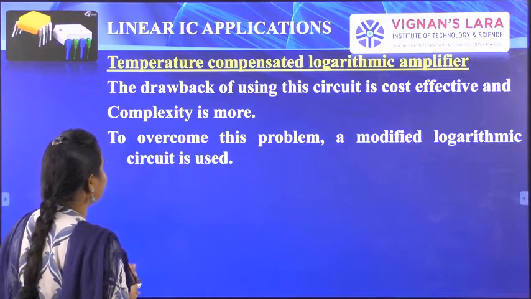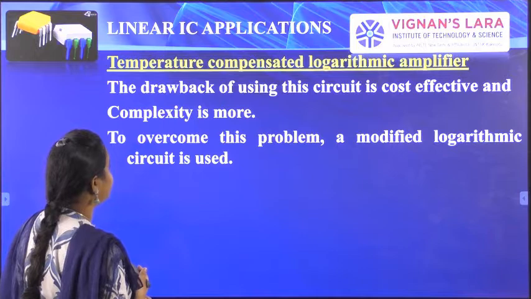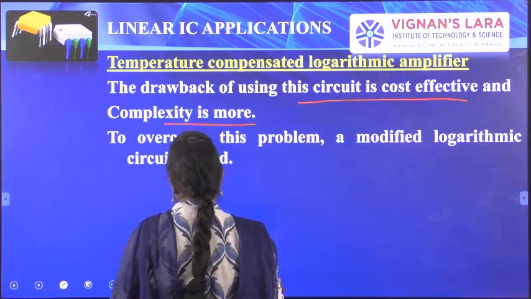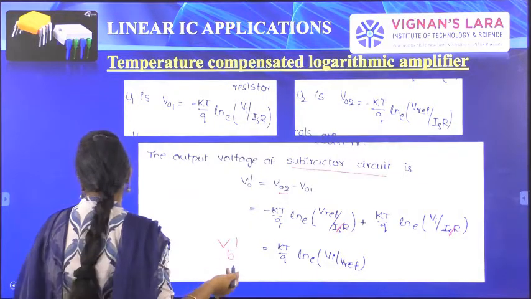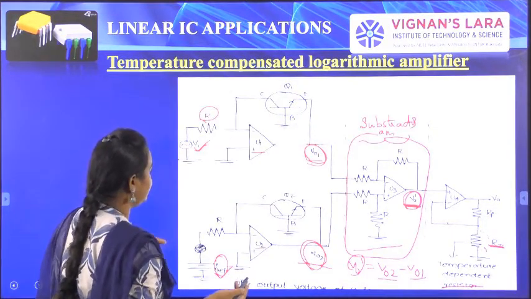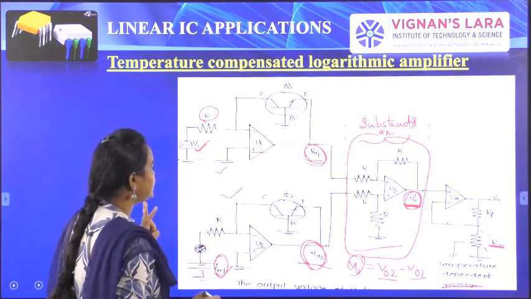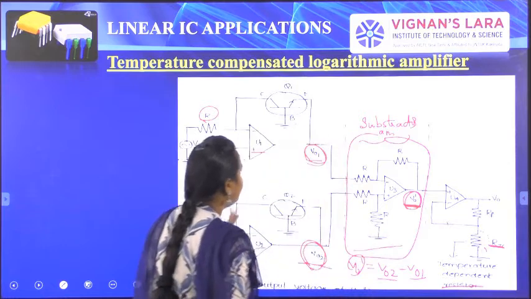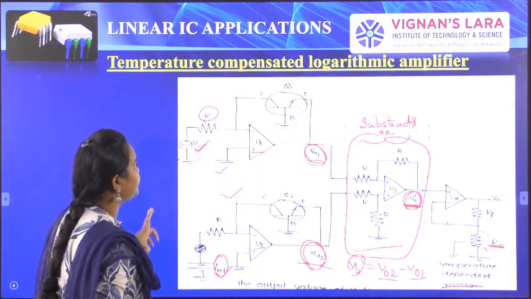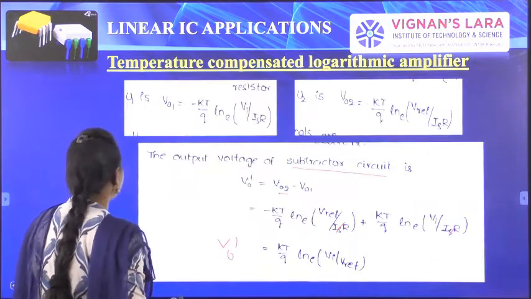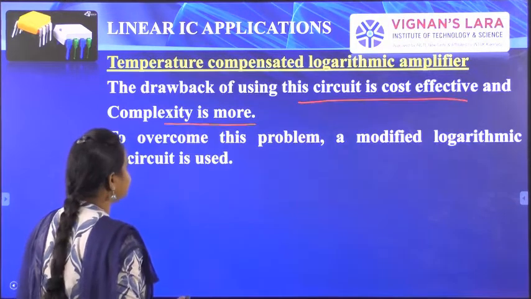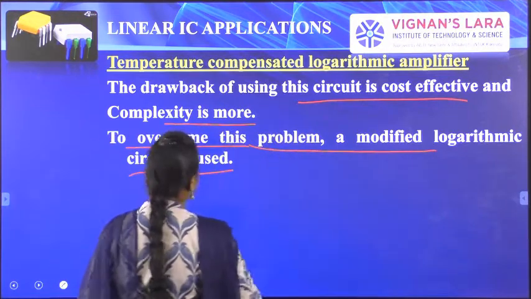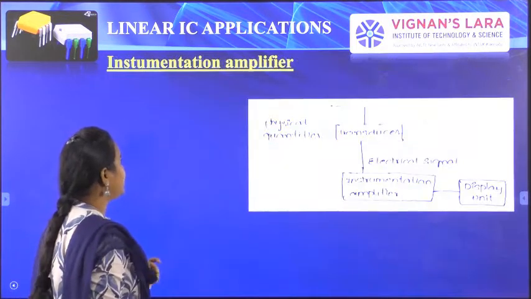You have a drawback by using this temperature compensated logarithmic amplifier. The drawback of using this circuit is that it is not cost effective and also the complexity is more. Why? Because the circuit complexity is very high. We are using a lot of components here. Two basic logarithmic amplifiers are used, along with one subtractor amplifier and a temperature dependent circuit. So this is the complexity of the circuit, and the cost is also high compared to the basic logarithmic amplifier. So to avoid this problem, a modified logarithmic amplifier circuit is used.